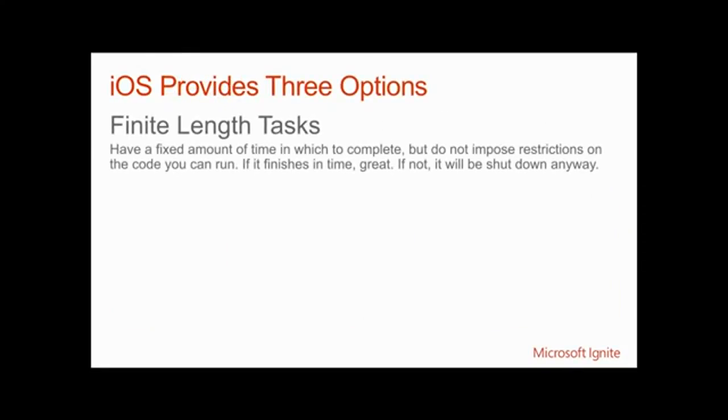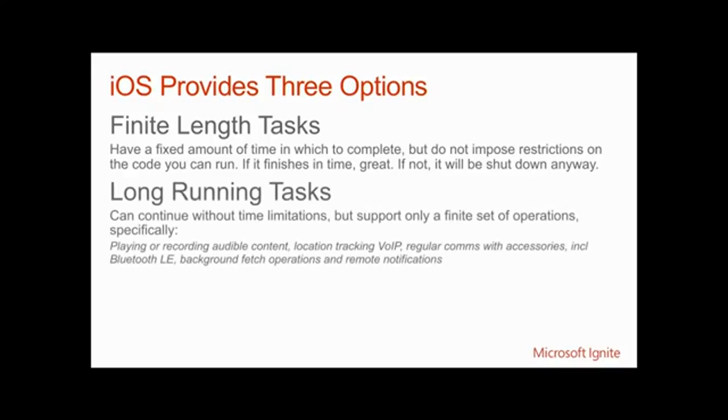Where we talked about extended execution and background tasks on UWP, we've got similar concepts on iOS. We've got finite length tasks, which is a task that has time constraints but no resource constraints. If you don't finish within the allotted time, that's it, you just get shut down. We then have long-running tasks, which don't have the time constraints, but they do have the resource constraints, and we'll get into that a little bit more.